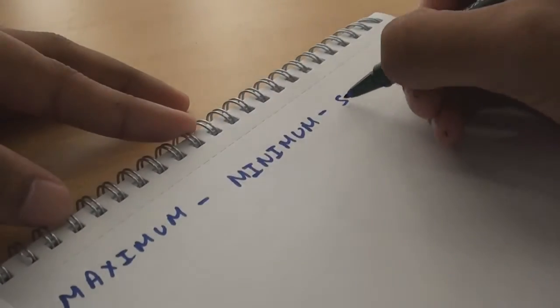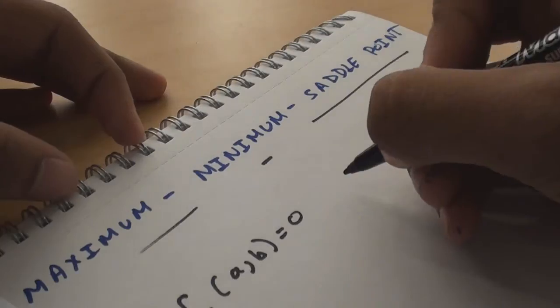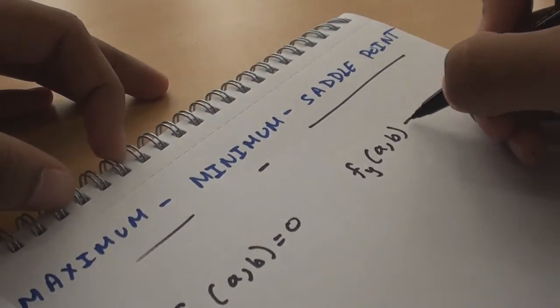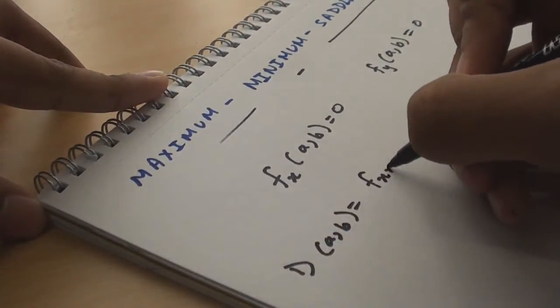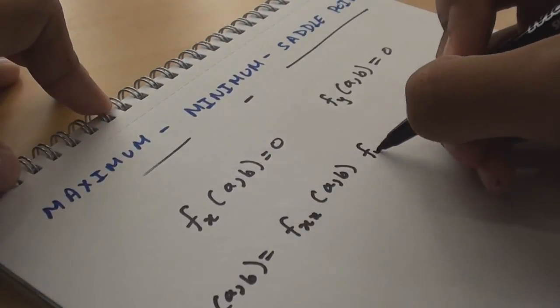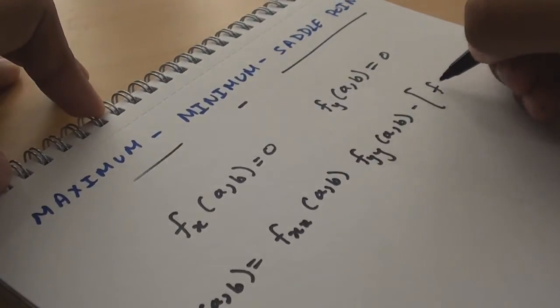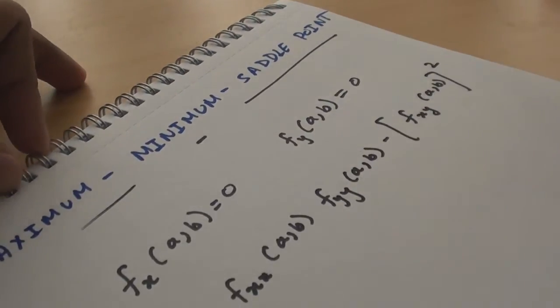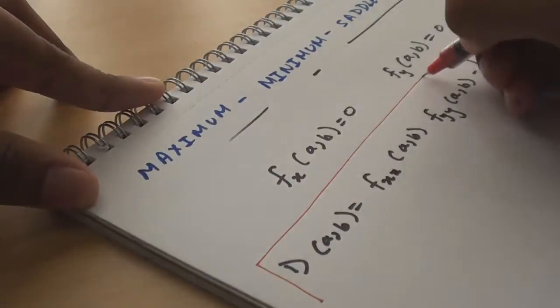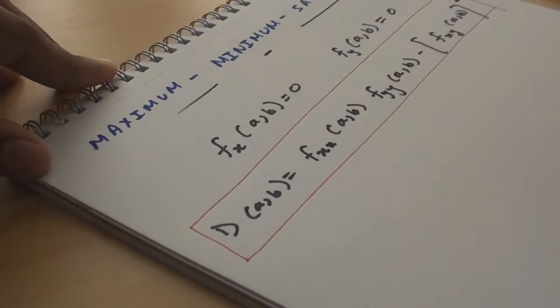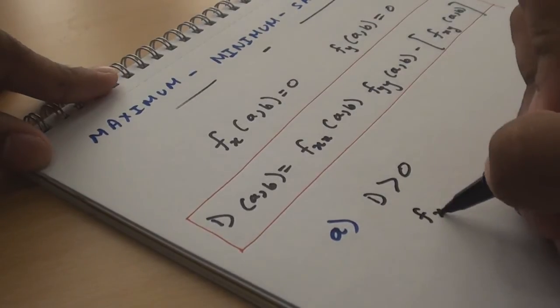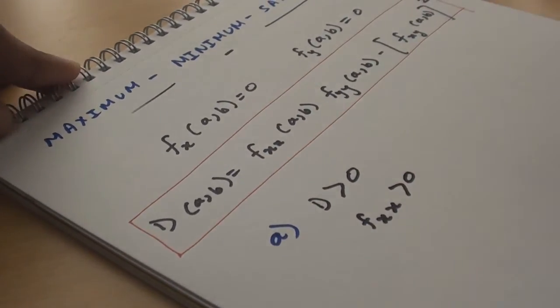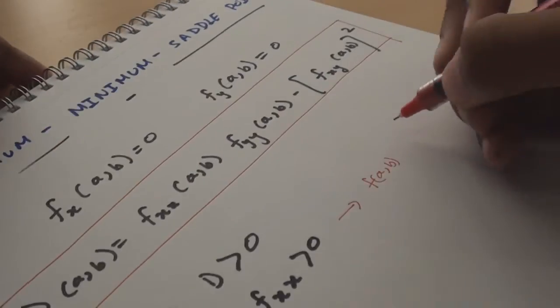Maximum-minimum saddle point. Suppose that the first partial derivative of f with respect to x equals 0 and with respect to y also equals 0, then keep this equation of d in mind. So if d is greater than 0 and the second partial with respect to x is also greater than 0, then we have a local minimum.